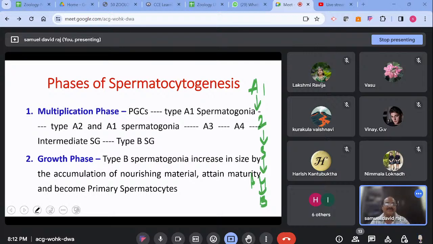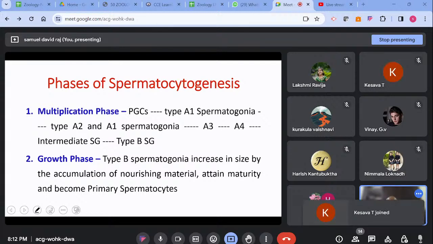See how the number of these cells is increasing. From A1, A2 is produced. A2 is divided to form A3. A3 is again divided to form A4. A4 is again divided to form B type spermatogonia. Thus, an enormous number of spermatogonia are produced during the multiplication or proliferation phase. This is followed by the growth phase. So in the growth phase, what happens? G1 and G2 take place. It increases in volume with respect to cytoplasmic constituents. It also increases in DNA content with respect to nuclear contents. So this happens in type B spermatogonia.